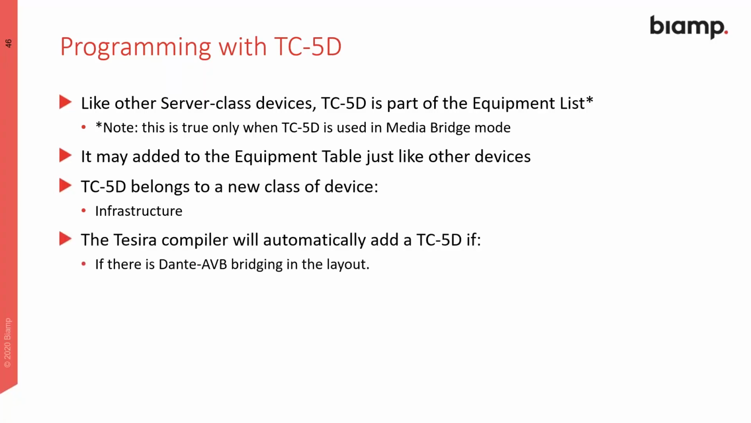The Tesira compiler will automatically add a TC5D if you have a Dante AVB bridge in the layout. So anytime you have a system, once you hit compile, it will automatically add the TC5D into your system. But remember one thing, the compiler is always smart enough to get the less expensive classification of the component. So once you have a system, it will try to get you the less expensive device. So if you have a certain application, you might do some things manually, like fix in the unit as true, to make sure that your system is compiled with the application that you want.